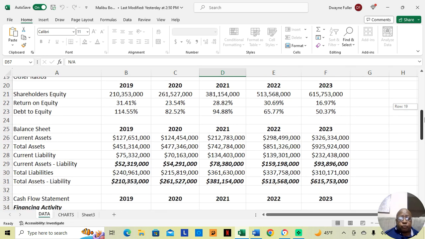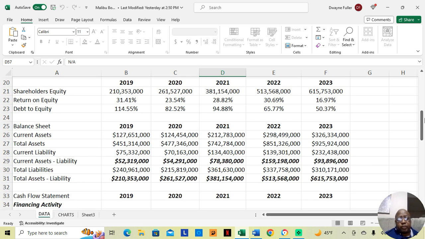Now, if we move down to return on equity, that looks pretty impressive. It dropped in 23, but in 2019, it was 30.41%. 2020, it was 23.54%. 2021, it was 28.82%. 2022, it was 30.69%. But in 2023, it dropped to 16.97%. Let's see if that gets back on track in 2024.